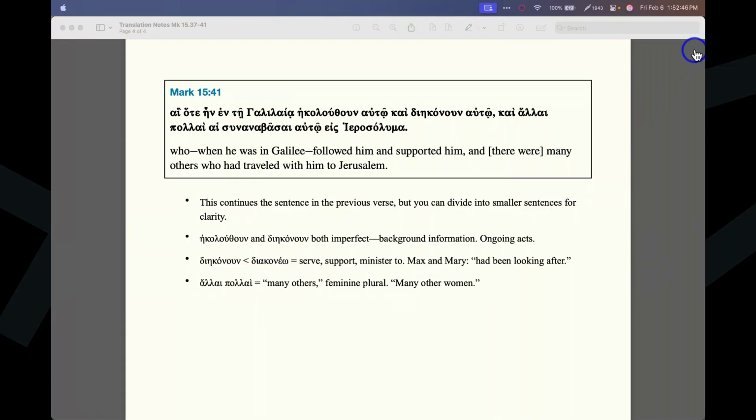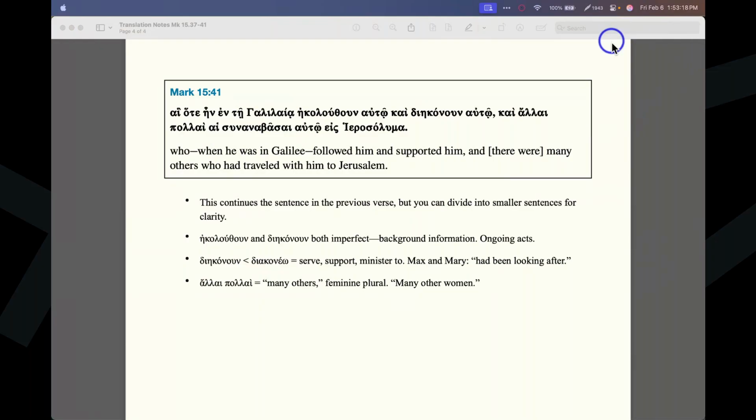So that's not insignificant. And we may wonder, and I won't try to answer this, but we may wonder if they were following him and even supporting him, serving him, ministering to him, why is there not more? Which I think is a question that probably prompts such great interest in Mary Magdalene, for example, even on a broader cultural level. All right, but this is what Mark wants to tell us about them. And there were many others who had traveled with him to Jerusalem.